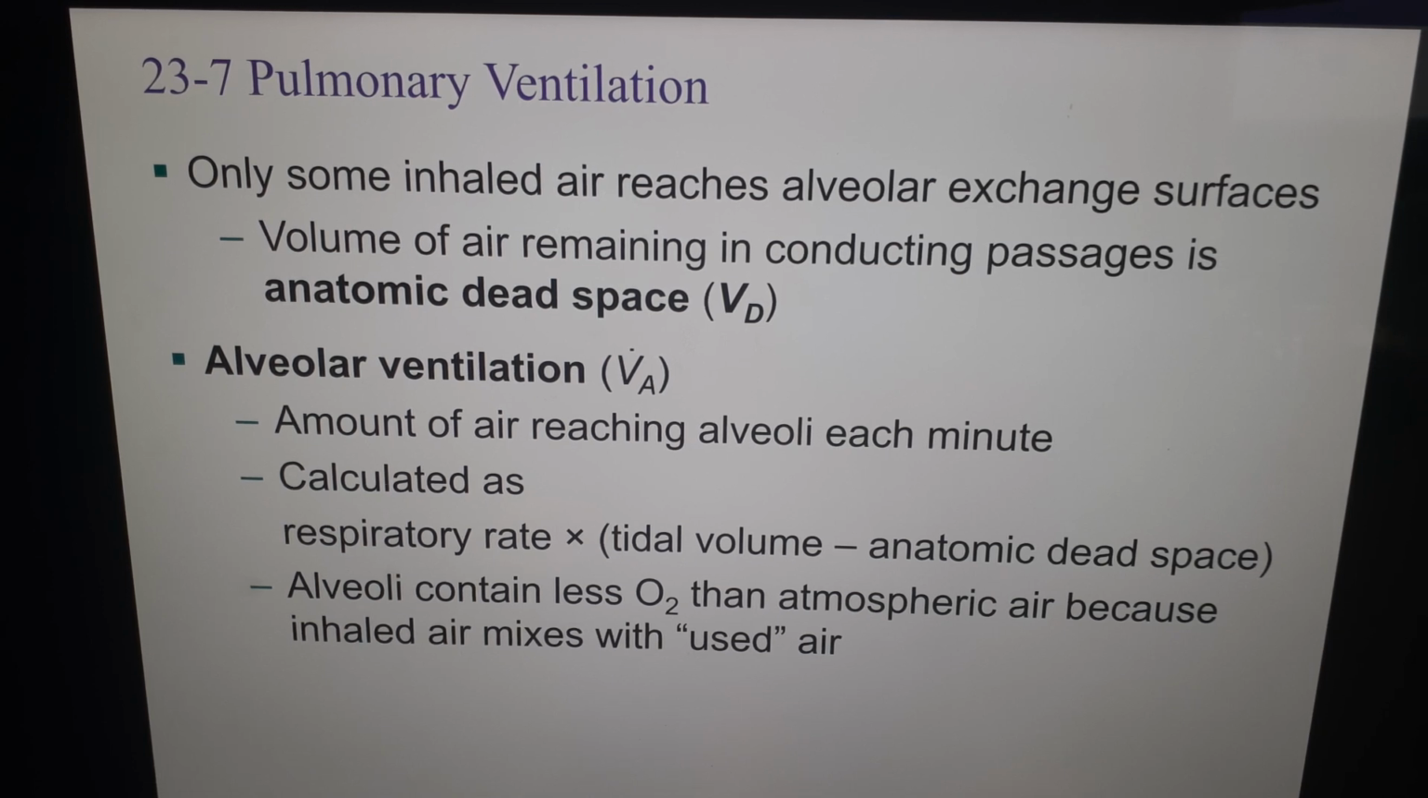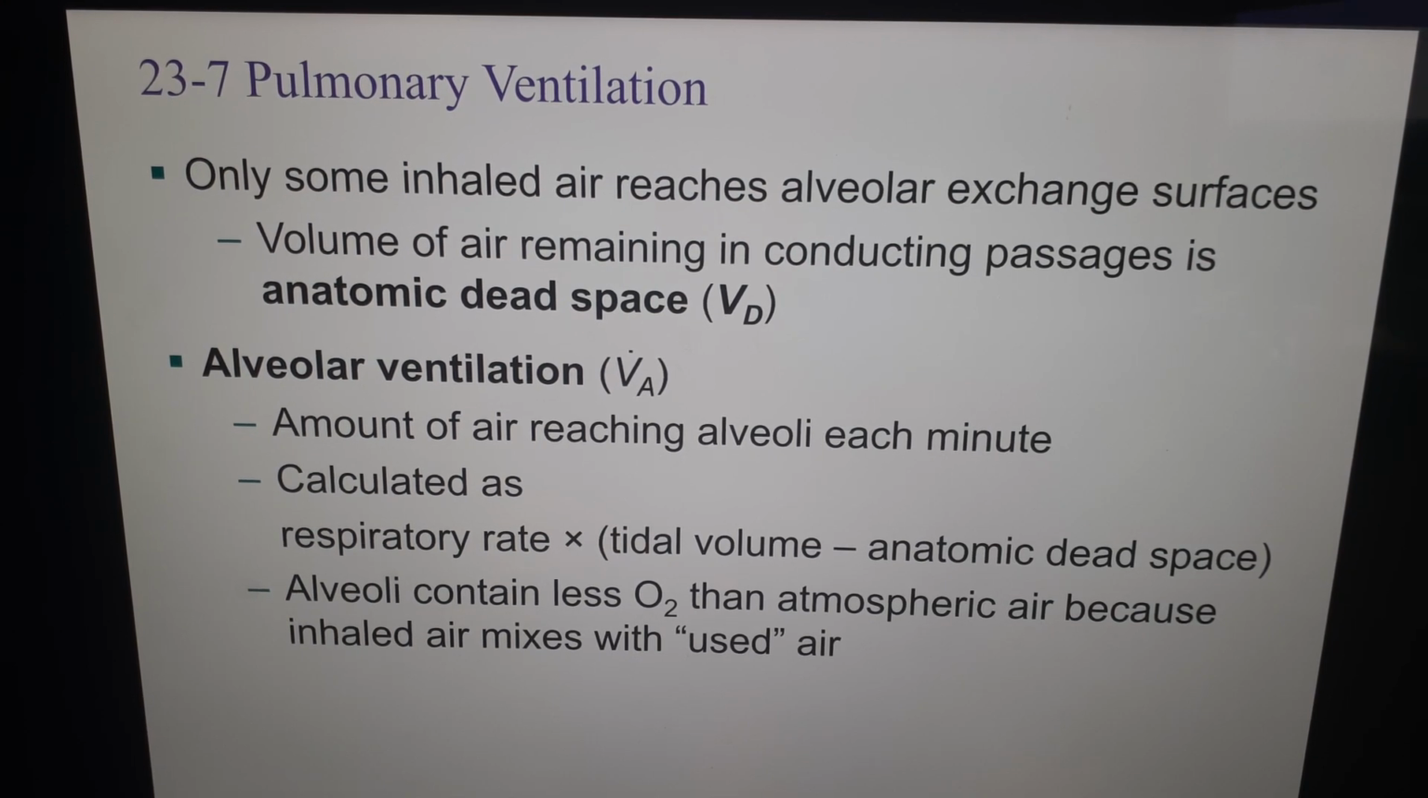So alveolar ventilation is the amount of air that's actually reaching the alveoli each minute. And that's your breathing rate times your tidal volume, the normal amount of air you're pushing in and out, minus all of that air that's in the anatomic dead space. Alveoli will always have less oxygen than atmospheric air because every time you breathe in and out, actually we don't completely replace the air in the alveoli, and new oxygenated air mixes with old used air.